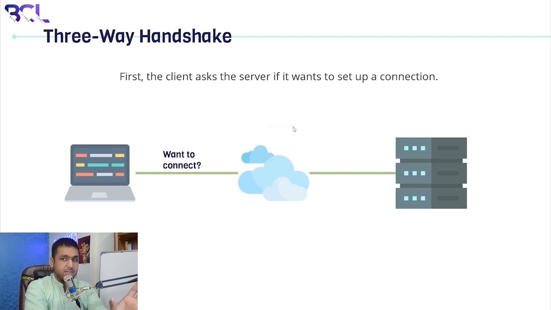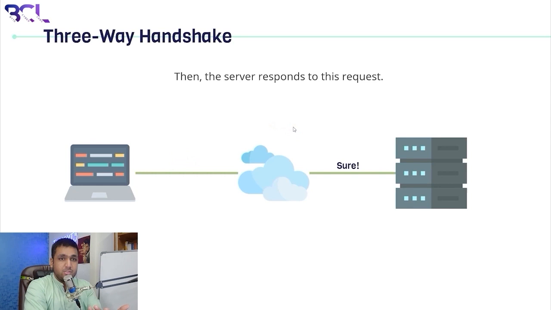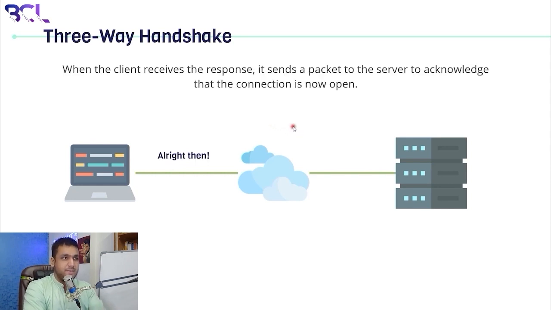So the client is sending a request to the server, asking: do you want to connect or not? And the server responds, yeah, sure, I would love to connect, right? Then in the third step, when the client receives the response, it sends a packet to the server to acknowledge that the connection is open now. So there is a request, then a confirmation, and then an acknowledgement that yes, I received a confirmation.